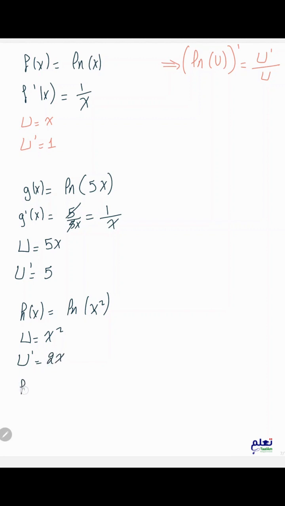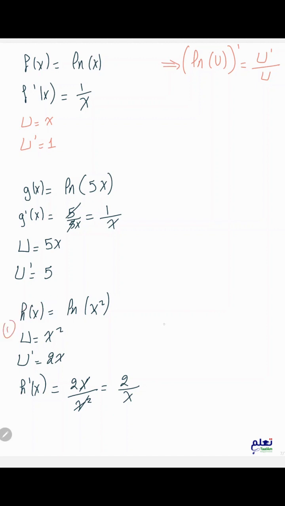Now, the derivative of the whole function equals u prime over u. As you will see here, we can cancel the x and we're left with 2 over x, and this is the derivative of ln x squared. Here is the first way of finding the derivative of ln x squared.